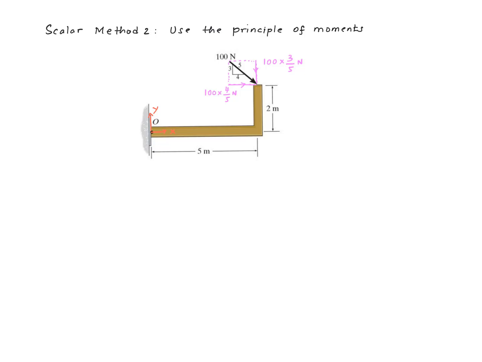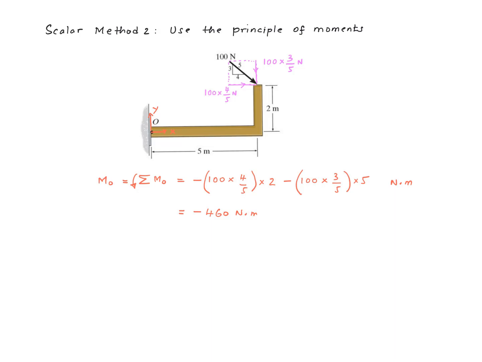The second step is to go ahead and resolve this force into components, one along the x-axis, the other along the y-axis, and find the magnitudes of these components. So this part right here is 100 multiplied by 3 over 5. So 3 over 5 will give me the vertical component. So that's what I have over here. And the horizontal component is 100 multiplied by 4 over 5. Our third step is to go ahead and sum up the moments of individual components, in accordance with our sign convention.